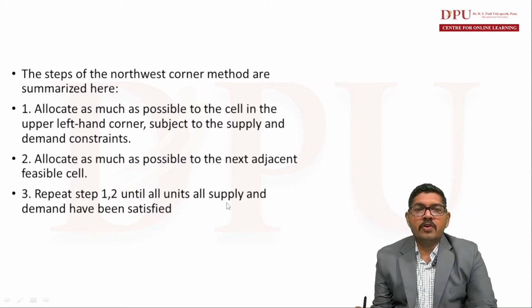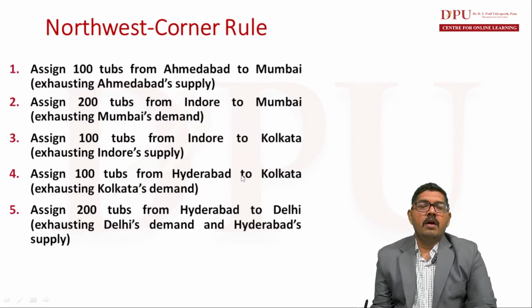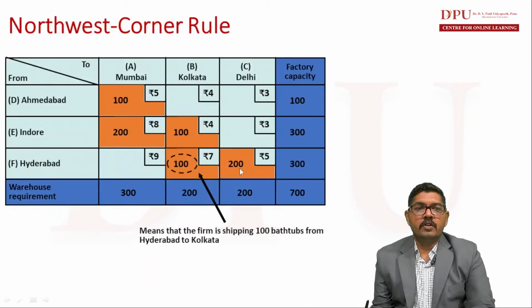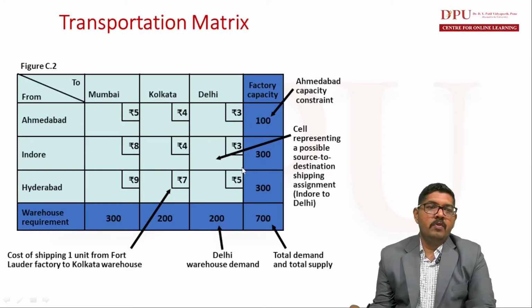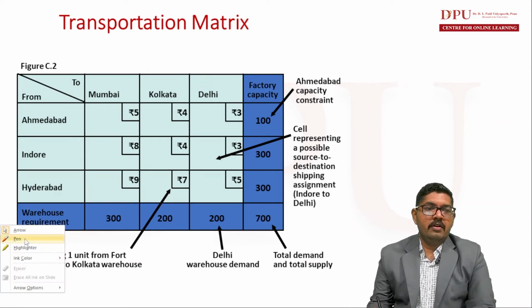Allocate as much as possible to the cell in the upper left hand corner, subject to the supply and demand constraints. Allocate as much as possible to the adjacent feasible cell. Repeat steps 1 and 2 until all units of supply and demand have been satisfied. Okay, so assign 100 tubes from Ahmedabad to Mumbai. So in our problem, here we have the solution. So let me try to solve this problem in this matrix itself. Okay, so this is the northwest corner method, alright.